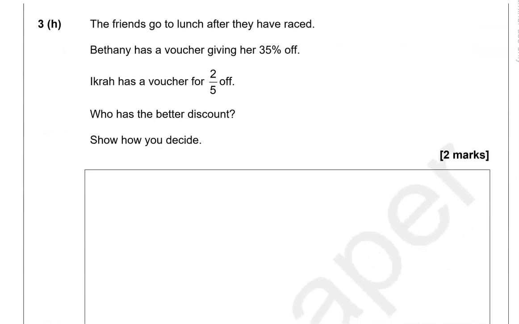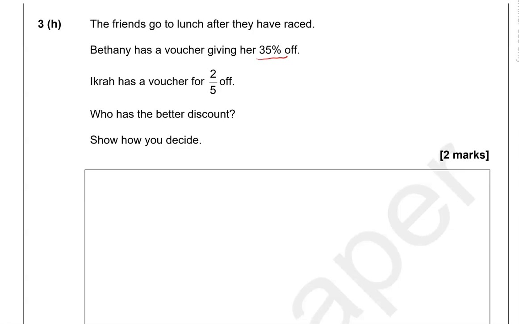The friends go to lunch after they have raced. Bethany has a voucher giving her 35% off. Ikra has a voucher for 2/5 off. Who has the better discount? Show how you decide. So you could convert them both into fractions or both into percentages. I'll go with percentages given that we can use a calculator here.